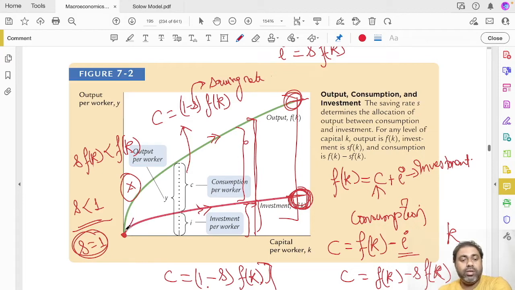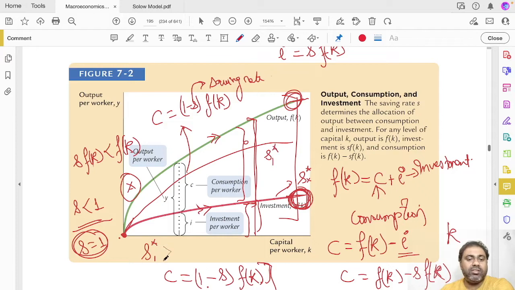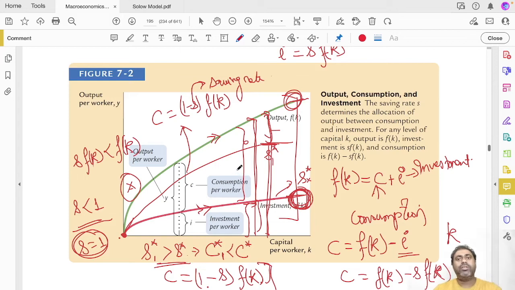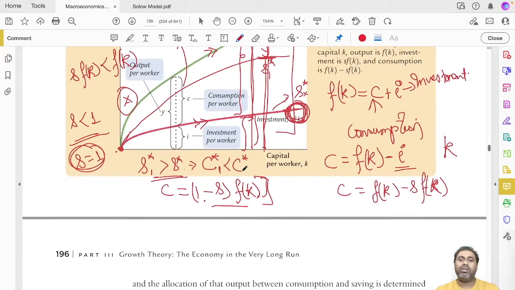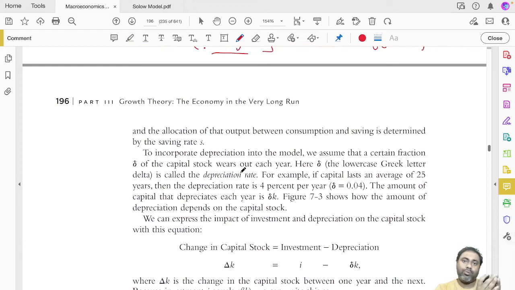If we term this as s star, and we make a separate line, let's say like this, and this is your s1 star, where s1 star is greater than s star. So in that case, if this is the situation, then your c1 star will be less than c star. Why? Because this is your consumption, and at any given point, this is your investment. So you have seen how the consumption in an economy depends upon the saving rate of the economy, because the saving rate determines your amount of production or output which gets reinvested in the economy.